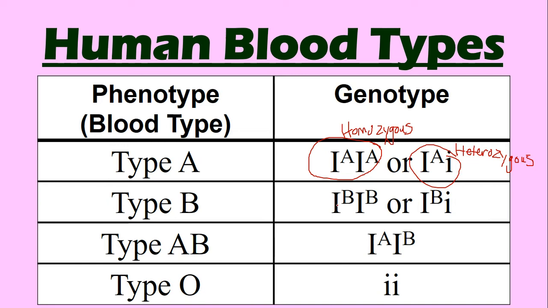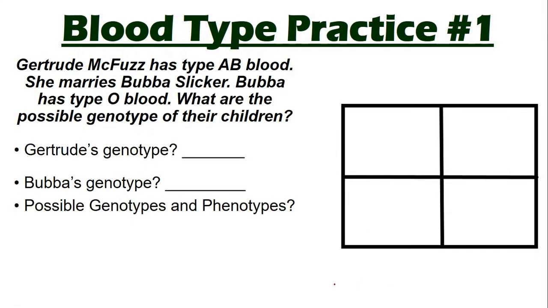Type B blood is the same way, but with B. Type AB blood is IA, IB, and type O blood is lowercase i, lowercase i. That means O blood is a recessive trait. So you have to have both lowercase letters to have it. So I have lowercase i, lowercase i. So let's talk about this first practice.